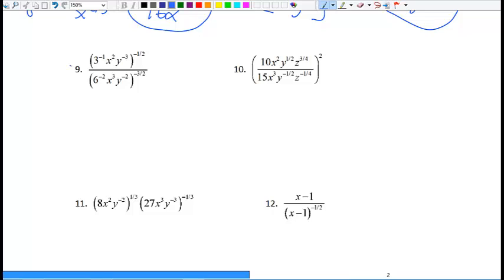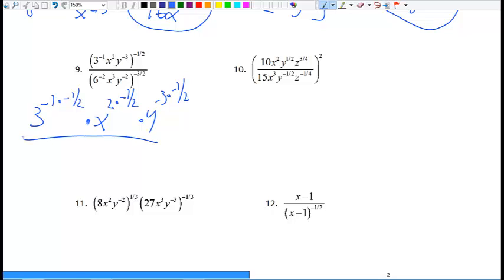All right, in number 9, we got a whole bunch of different interesting things going on here. There's a lot of different ways we could start this. I'm noticing I've got a bunch of negative numbers and a bunch of positive numbers. I'm going to take advantage of the fact that I can split up, just in the numerator, for example, the 3, the x, and the y, and take those all to the negative 1/2 power. So that would be 3 to the negative 1 times the negative 1/2. And then I've got x squared times a negative 1/2. And then I've got y to the negative 3 times a negative 1/2.